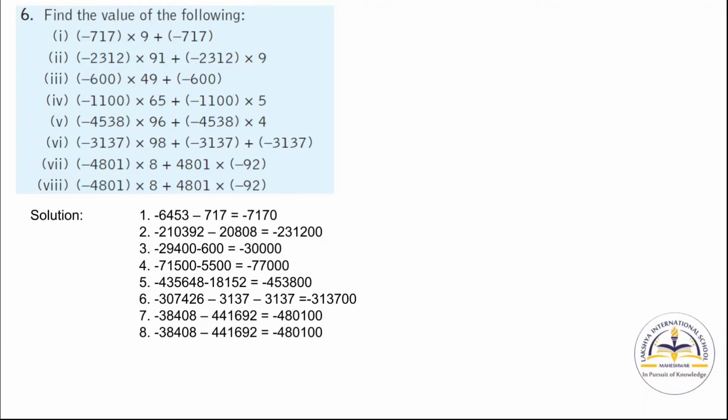Now second one, minus 2312 into 91 plus minus 2312 into 9. So you have to multiply 2312 into 91 and you have to multiply 2312 into 9. When you multiply both the numbers, you will get both negative values, and you have to solve them. Then you will get the answer minus 2,31,200. Now in the same manner you have to solve the others.